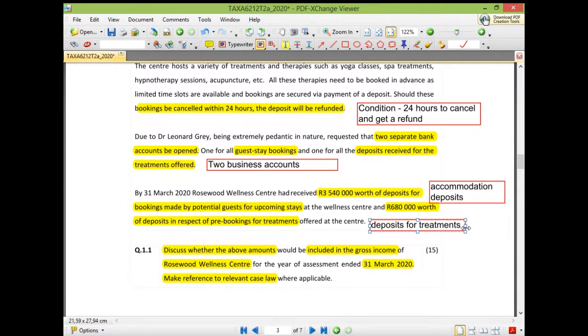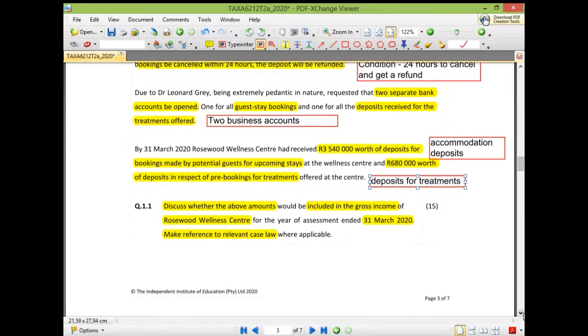Because the one has a condition. If you cancel it within 24 hours, you get a refund, whereas the other one, if you cancel, you forfeit it altogether. So this is the type of information you have to see. Now, what we have to look at again, if we go back to what is gross income, is the definition of gross income.